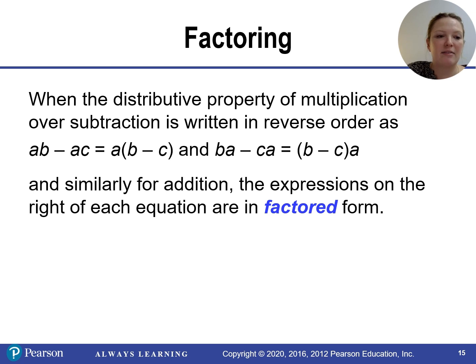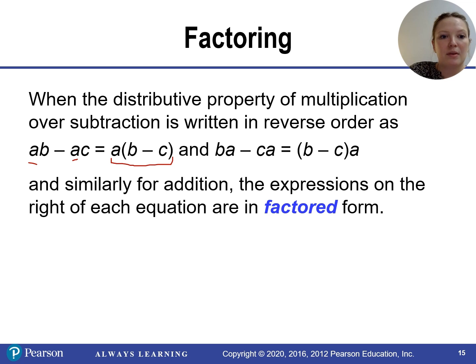In this case, if we have something like AB minus AC, I can see that there's a common factor in those two products of AB and AC, and I can go reverse in my distributive property and remove the A and see that that is the same as A times B plus C.